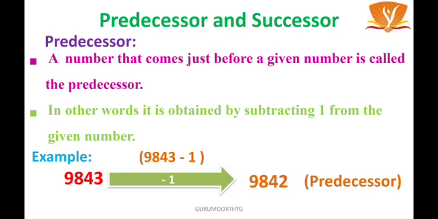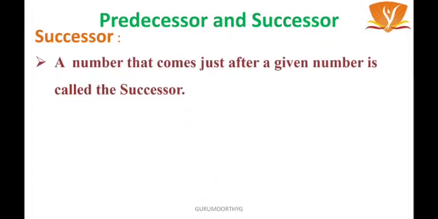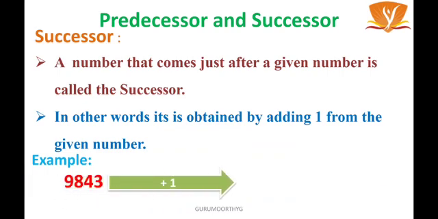Next one, successor. A number that comes just after a given number is called the successor. In other words, it is obtained by adding 1 to the given number. Example, 9843. The successor of this is 9844.